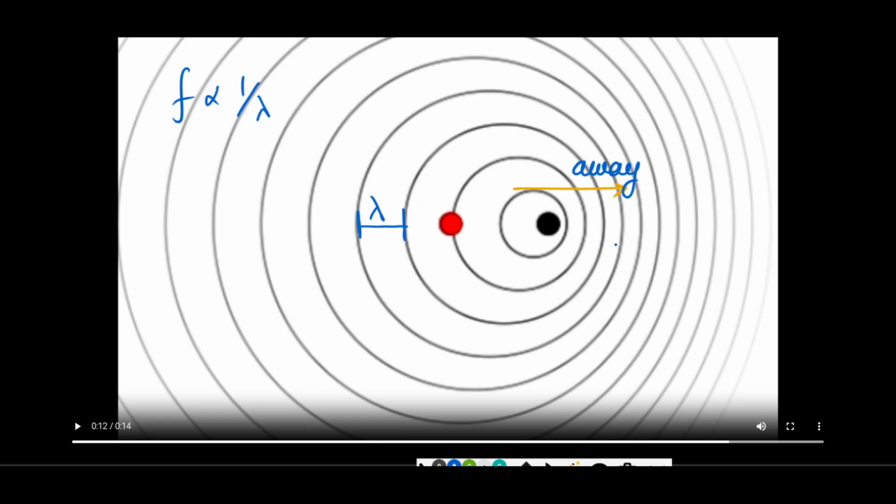We have seen that in comparison to this situation, let's call this lambda 1 and this lambda 2, lambda 2 is much greater than lambda 1. So if lambda has increased, most definitely frequency would have decreased. So as the source is moving away, as in this case, the heard frequency by the observer at this location would decrease, would fall down.